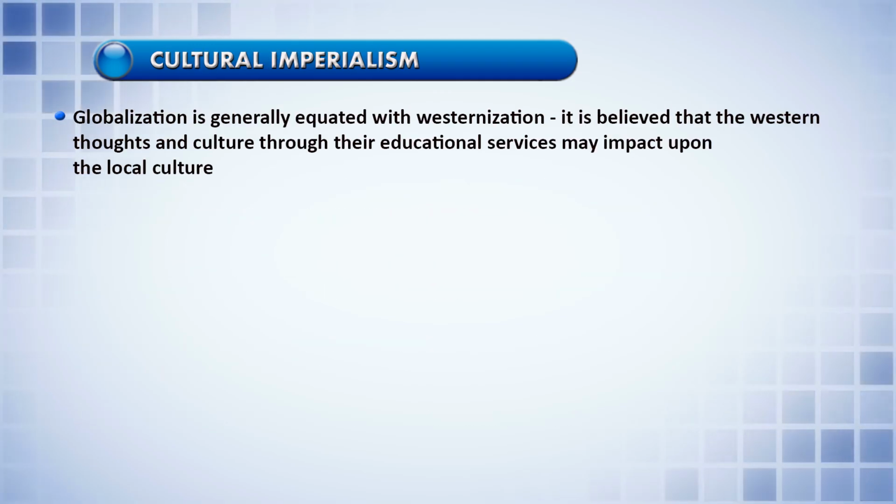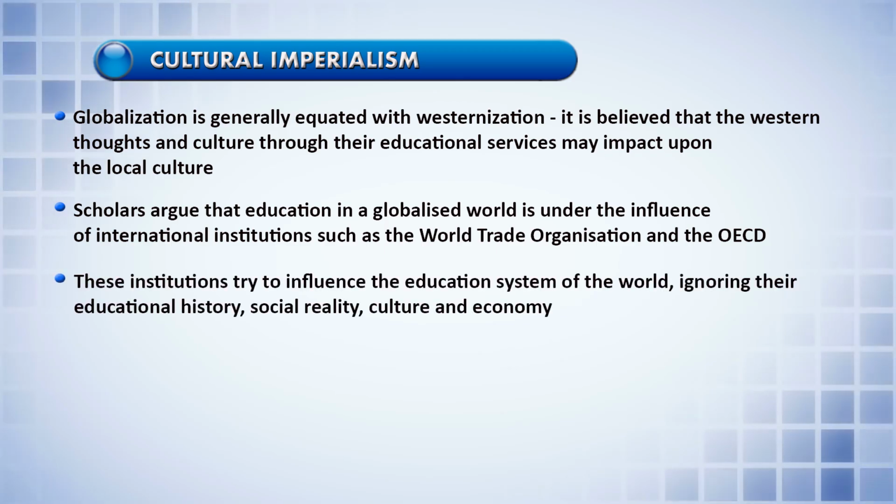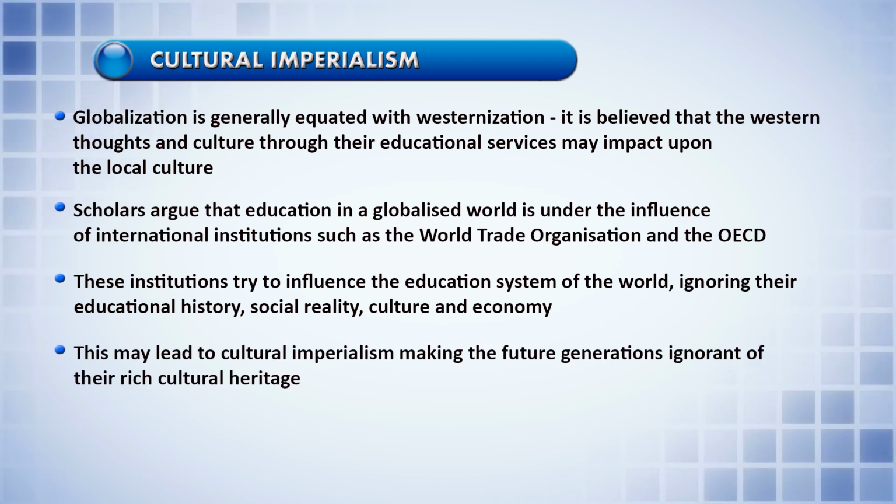Globalization is also equated with westernization. It is believed that Western thoughts and culture, through their educational services, may impact the local culture. Some scholars argue that education in a globalized world is under the influence of international institutions such as the World Trade Organization and the Organisation for Economic Co-operation and Development. These institutions try to influence the education systems of the world, ignoring their educational history, social reality, culture and economy. All this may lead to cultural imperialism, making the future generation rather ignorant of their rich cultural heritage.